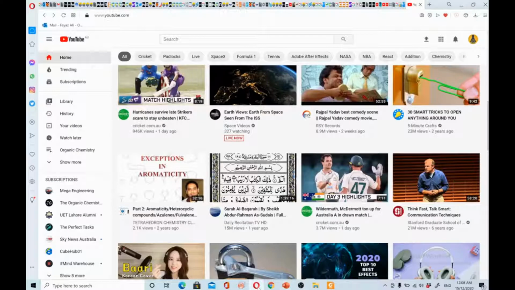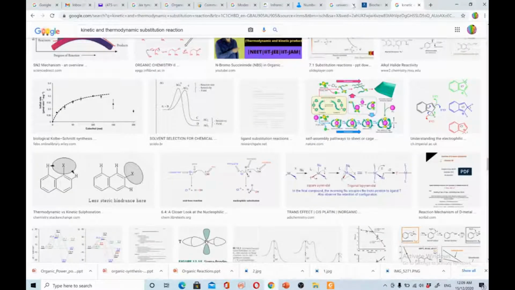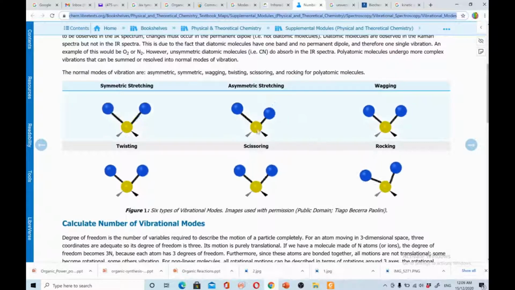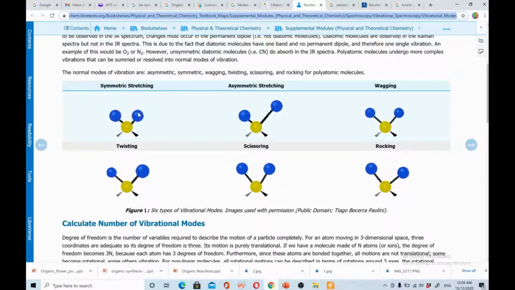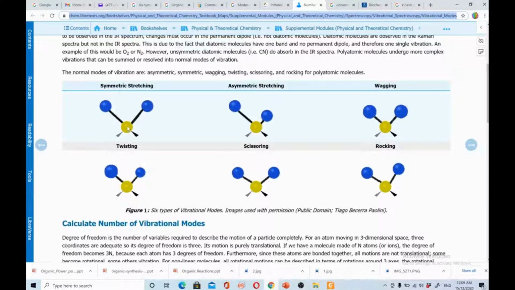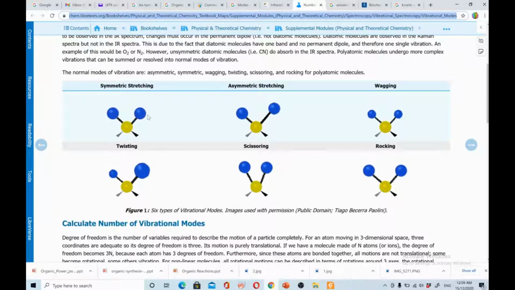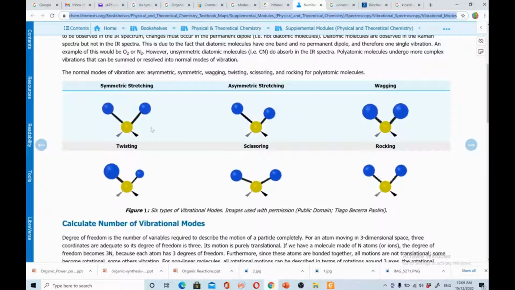In order to clarify the modes of vibration, let me show you this figure. So this is symmetric stretching, the top one. As you can see, this is an orange-yellow atom, and these are the blue atoms, which are both coming down and going back. As you can see, this one is now coming back and going back, and that's the symmetric stretching.